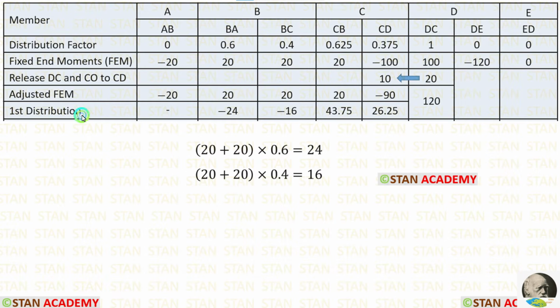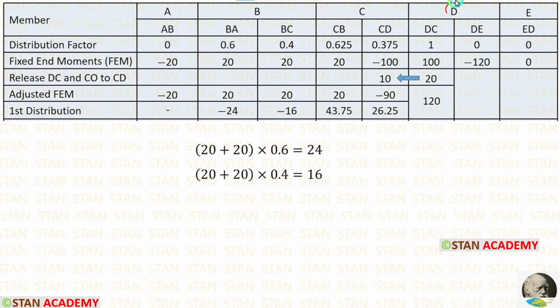Now let us make the first distribution. We know that the distribution can be done only on the joints. Here there are three joints: joint B, joint C and joint D. In the joint D, we have DC and DE. For DC and DE, we have already calculated the final moments. So we should not make any distribution for the joint D. We have to only make the distribution in the joints B and C.